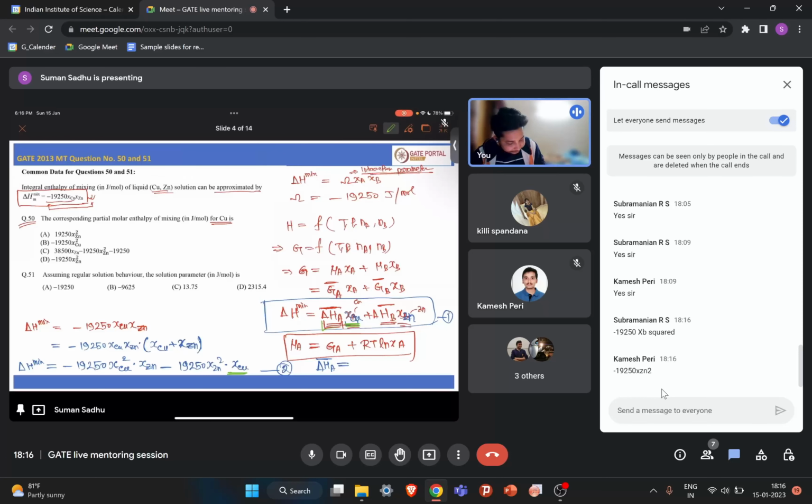So the delta H term will be this term, so minus of this. So it will be minus of 19250 x of Zn whole square. So this is your partial molar free energy of copper. Partial molar, sorry, not free energy, partial molar enthalpy of mixing for copper. So what will be the correct answer then? The correct answer will be option D.